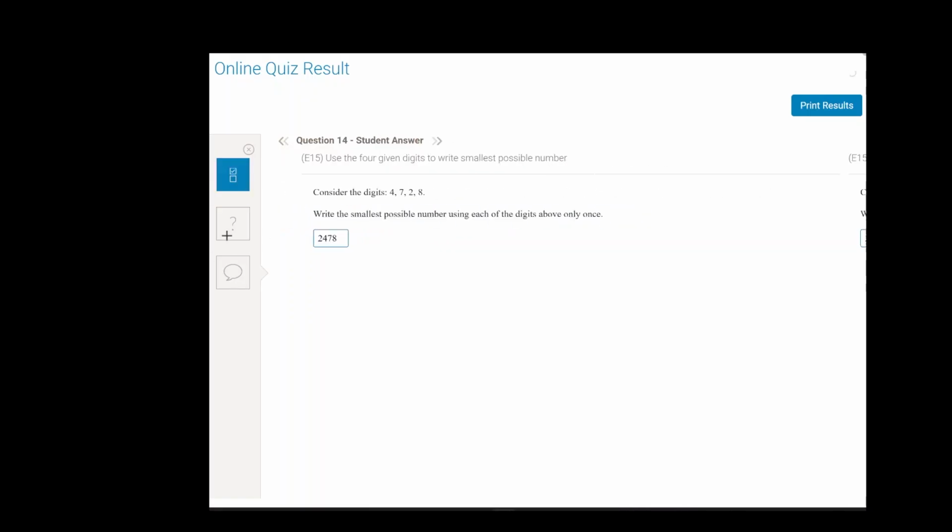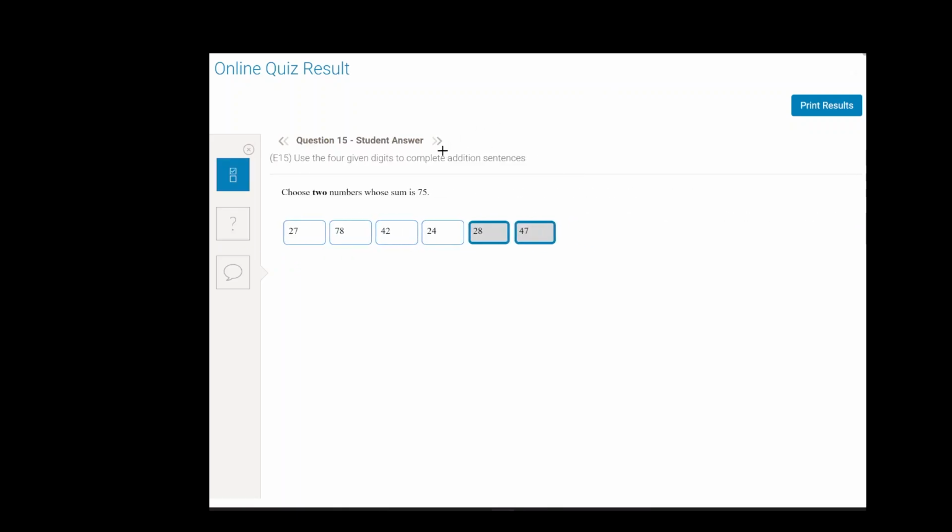Question 14. Write the smallest possible number using each of the digits above only once. What is the smallest one out of all? 2. So we write 2. And then it's 4. And then 7. And then 8. 2,478.